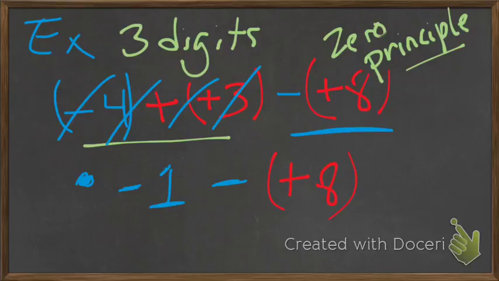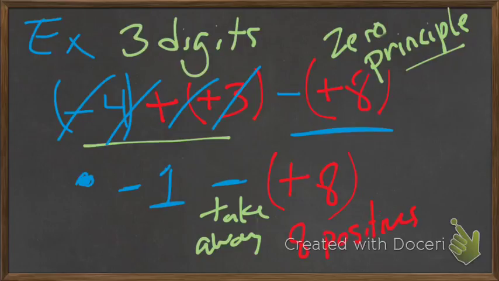Zero principle. I need to take away 8 positives. But I can't do that. I have to make them first. So, 1 positive, but I need 1 negative. 2 positives, 2 negatives. And if I keep doing that, 3, 4, 5, 6, 7, 8.